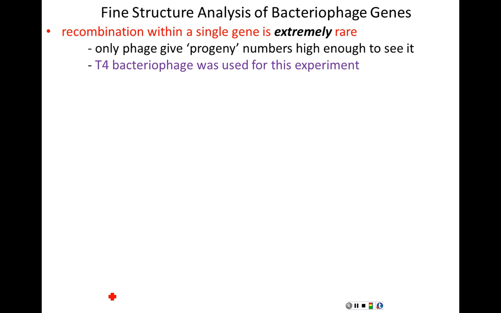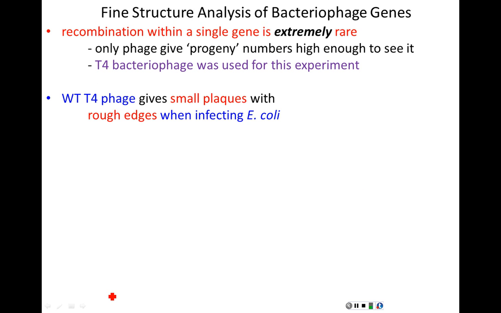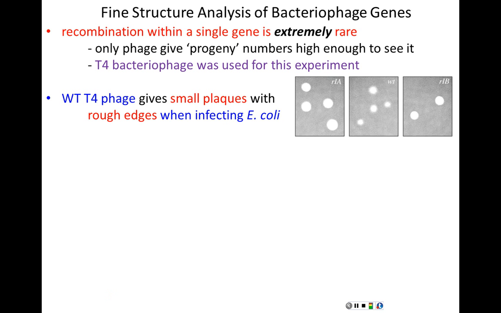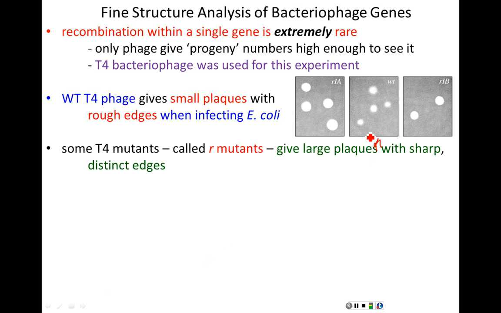For these experiments, another bacteriophage called T4 was used. Wild-type T4 with no mutations gives small plaques with rough edges on the plaque when infecting E. coli. So you can see examples of that in the center here. Rough edges, not distinct, and the plaques tend to be smallish.